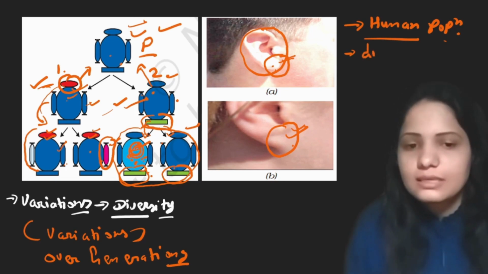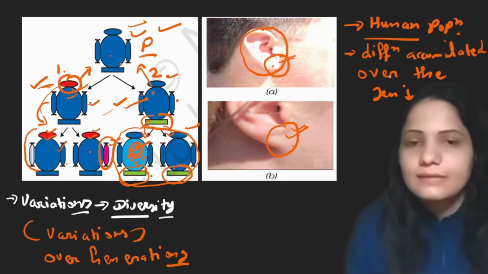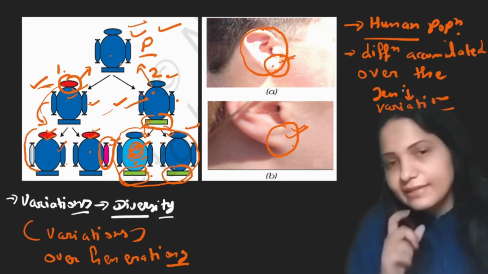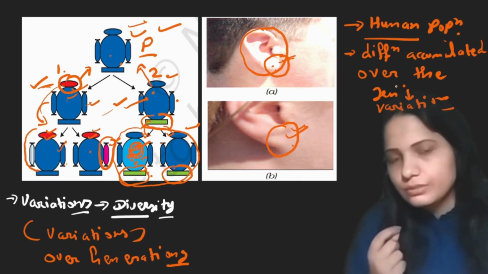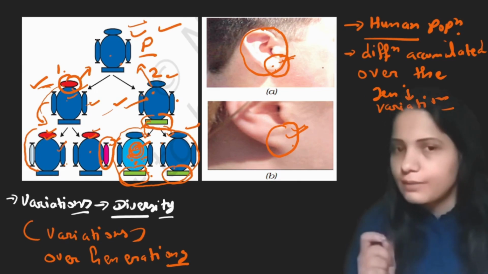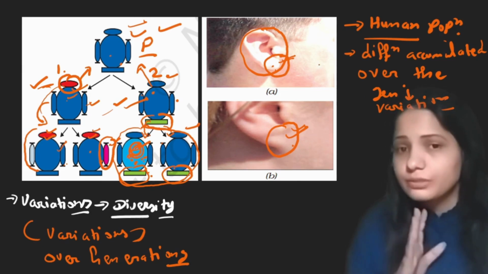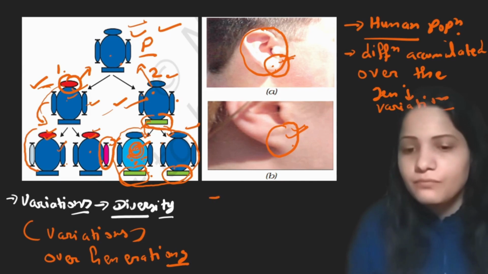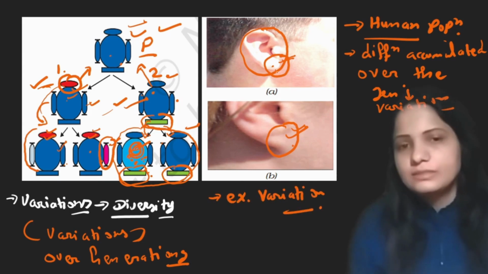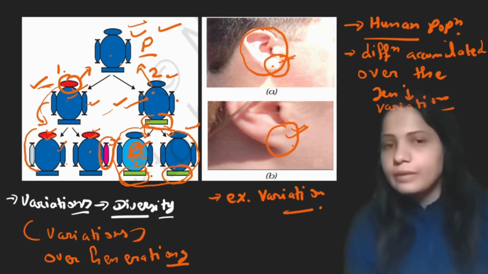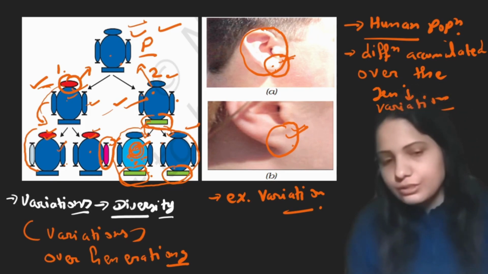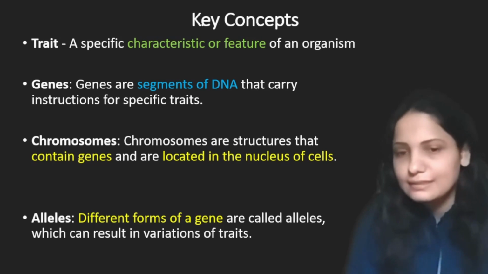This difference in earlobe is accumulated over the generations. This gave rise to variation in earlobe attachment. So this is the perfect example of earlobe variation, and this example of variation is given in your NCERT. So this is the example of earlobe attachment in the human population. This is about heredity and variation. So here we have the key concepts.